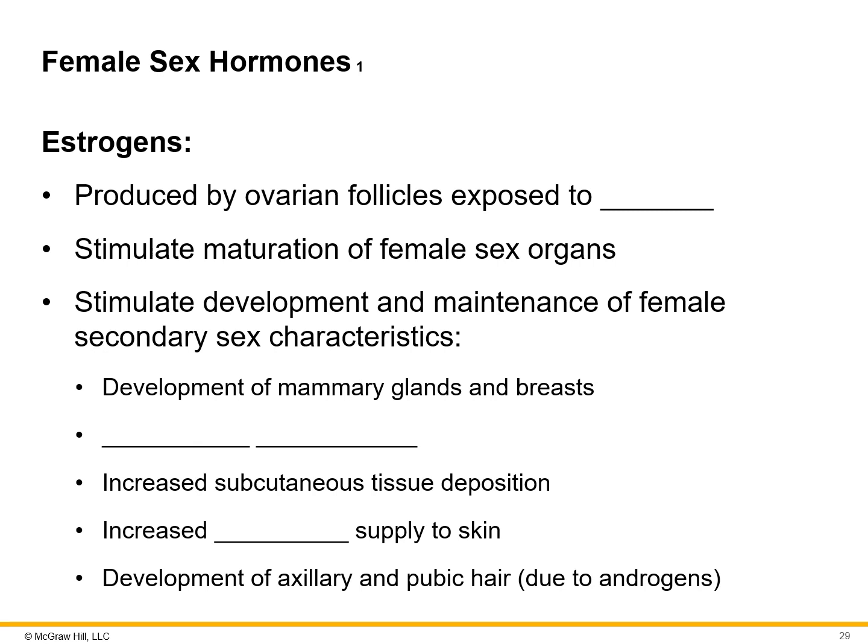They're going to have increased subcutaneous tissue deposition, which gives females bigger breasts, bigger thighs, butt, all of that. So it pretty much is what gives females their curves, this increased subcutaneous tissue deposit. Also increased blood supply to the skin, and then lastly, development of axillary and pubic hair, which is due to androgens. So it's a very small amount of male sex hormones that is produced by the adrenal glands.